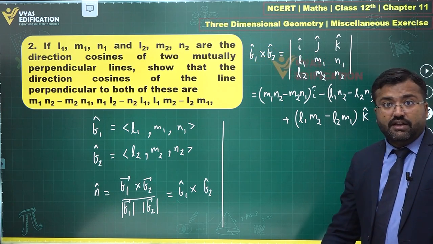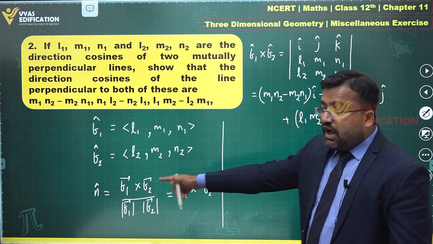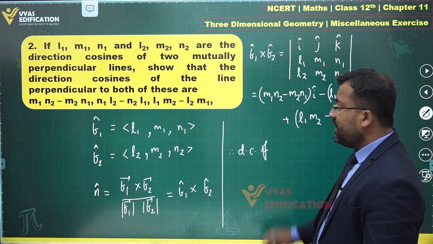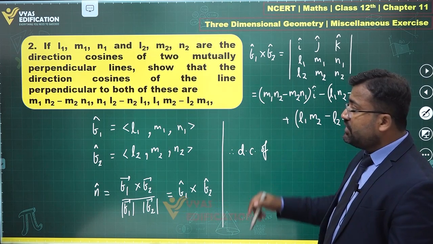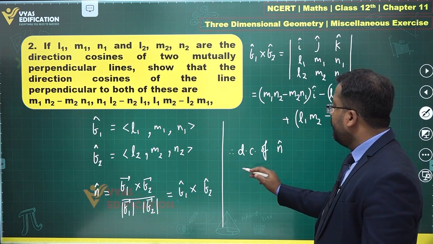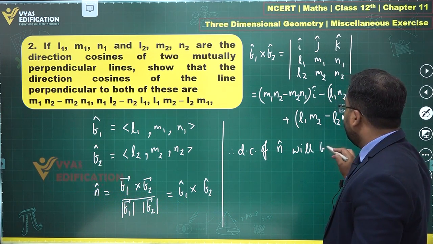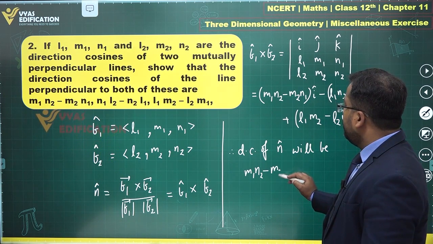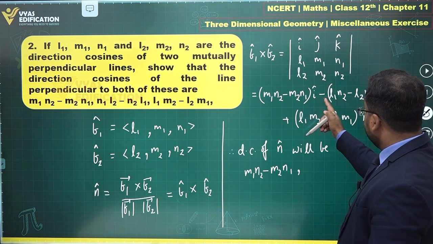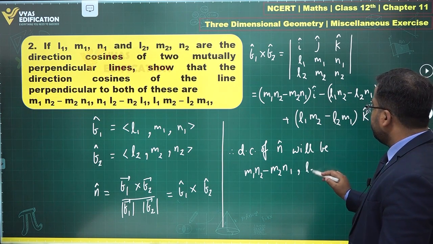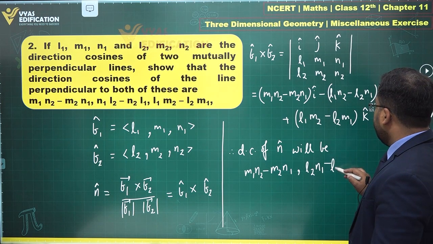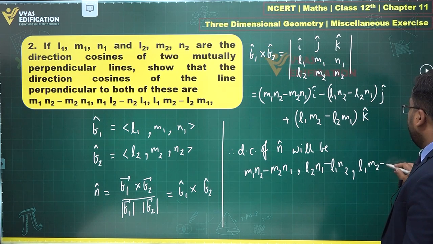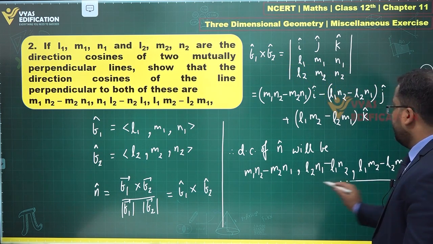This is what you have, right? This is the normal vector, therefore the direction cosines of the vector perpendicular to B1 cross B2, that is N cap, will be these components: m1 n2 minus m2 n1, this minus will be multiplied inside and what you'll get is l2 n1 minus l1 n2. Then you will get l1 m2 minus l2 m1.